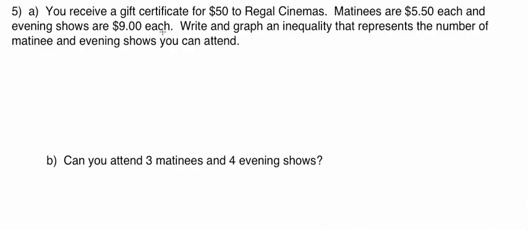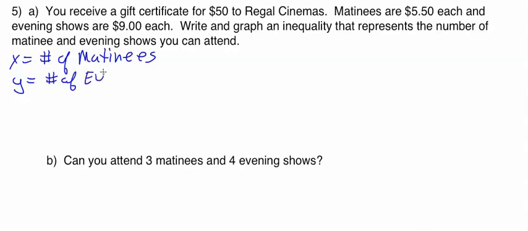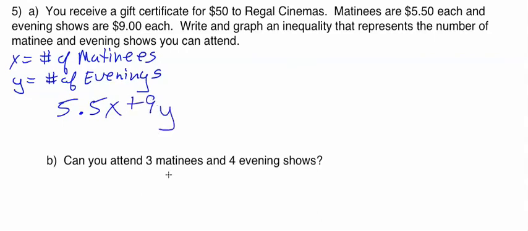So the first thing we need to do, since it doesn't talk about what the variables are, is to find our variables. I'm going to say x equals number of matinees, and y equals number of evening shows. So then, if it's $5.50 for each matinee, that would be 5.5x, and it's $9 for each evening show. And we have $50 to spend.